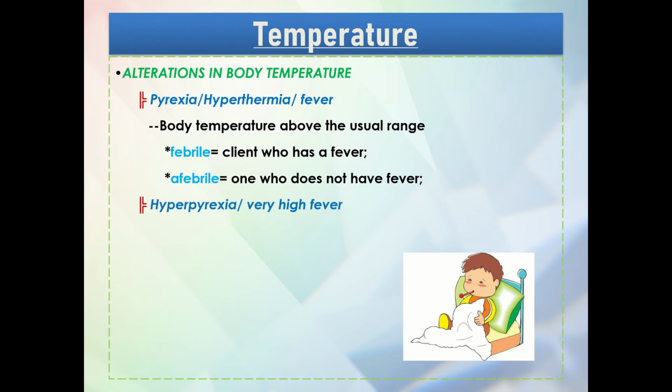So next, hyperpyrexia or very high fever. So this is an extreme high temperature, extreme high fever, such as 41 degrees Celsius or 105.8 degrees Fahrenheit. So yung kanina, pyrexia lang, that is above normal, pero kapag ka-extreme yung taas, such as 41 degrees Celsius, that is hyperpyrexia na.